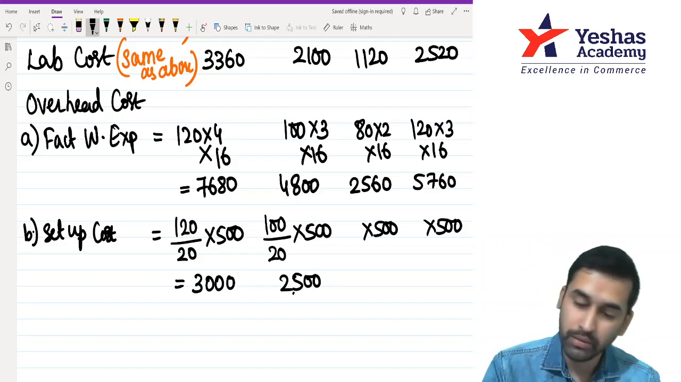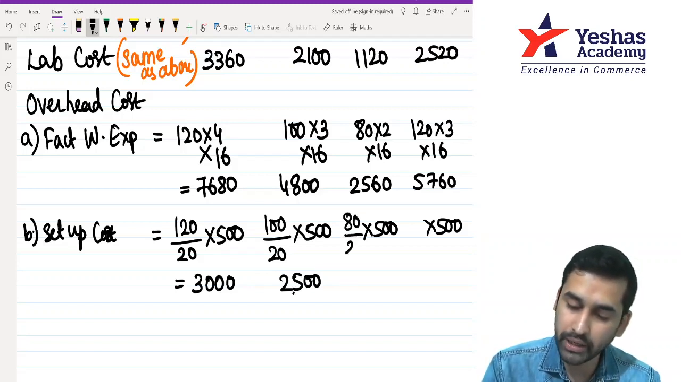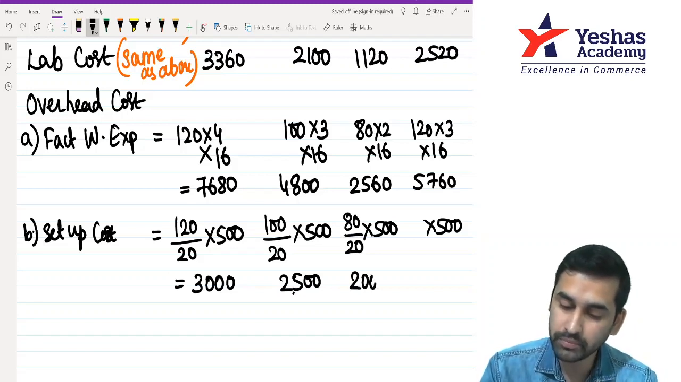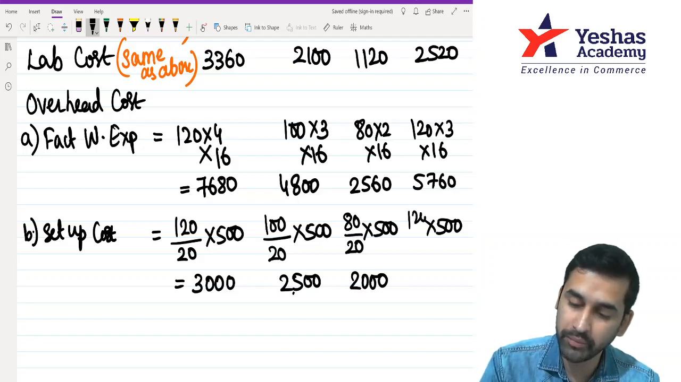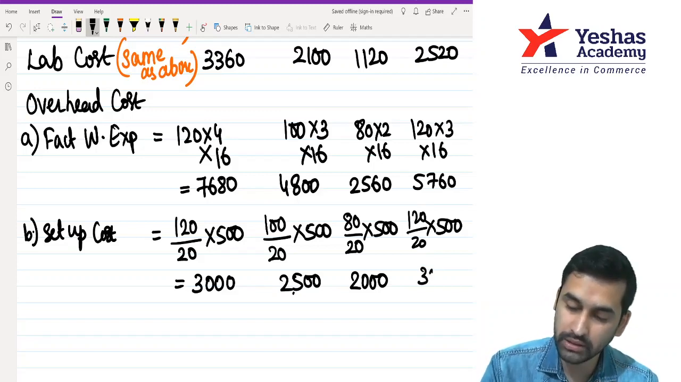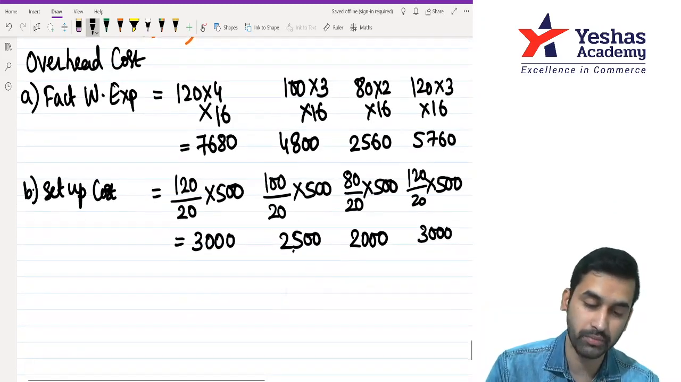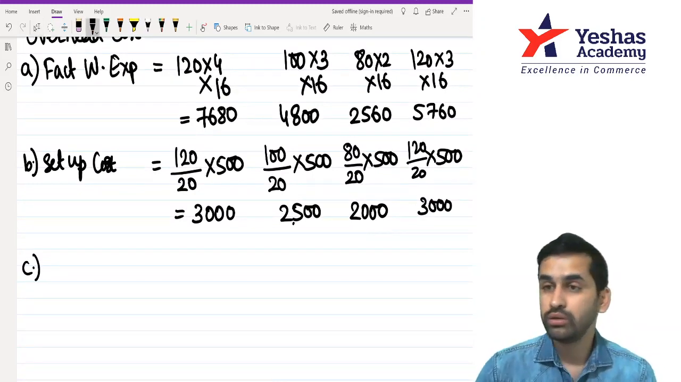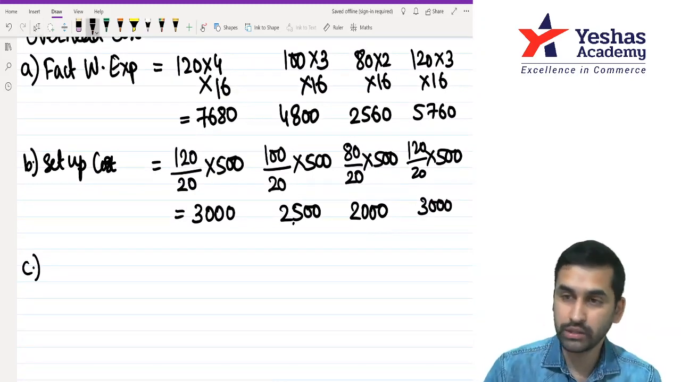Same way, 80 by 20 will be 4 batches into 500. Last one is 120 by 20, 6 batches, 3000 rupees. Yes sir, done. Next, third overhead is stores receiving.